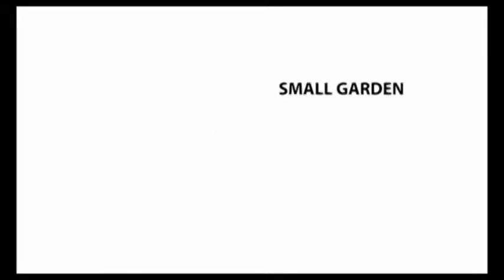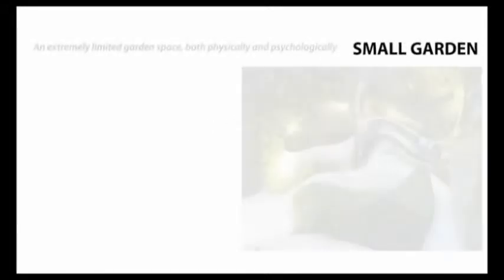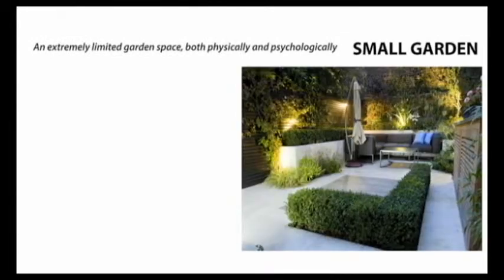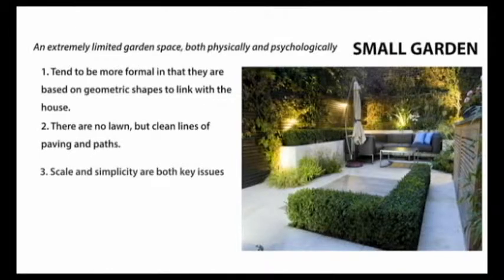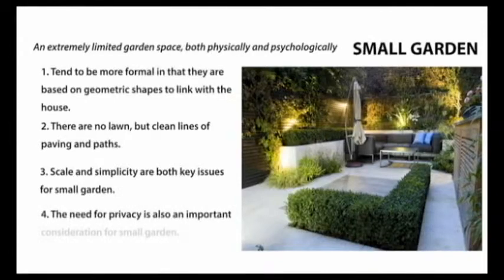Small garden. The definition of a small garden is an extremely limited garden space, both physically and psychologically. Small garden spaces tend to be more formal in that they are based on geometric shapes to link with the house. There is no lawn but clean lines of paving and path. Scale and simplicity are both key issues for small gardens. The need for privacy is also an important consideration for small gardens.